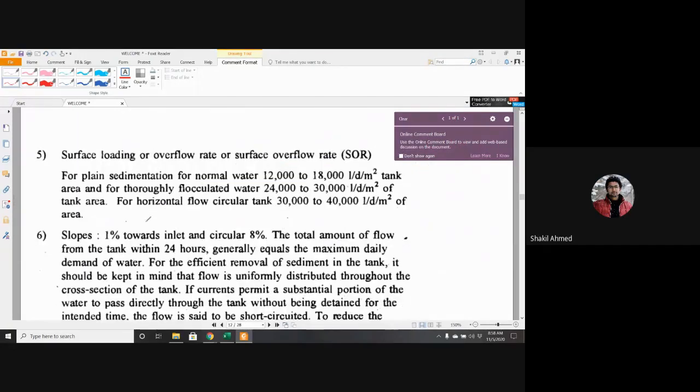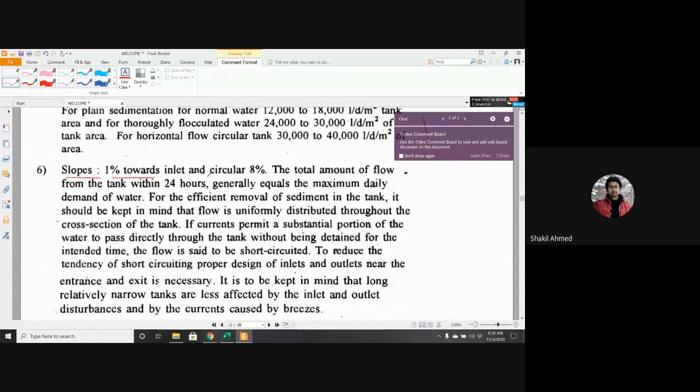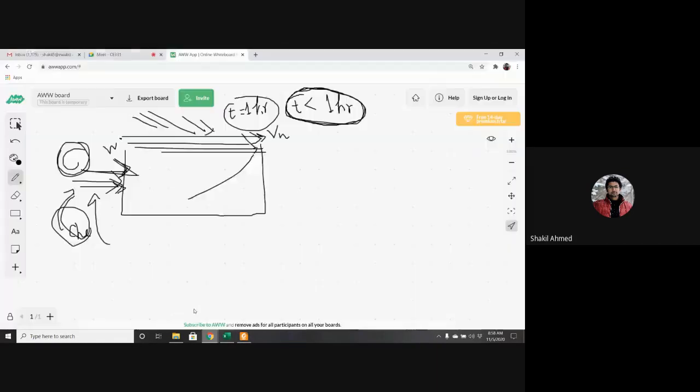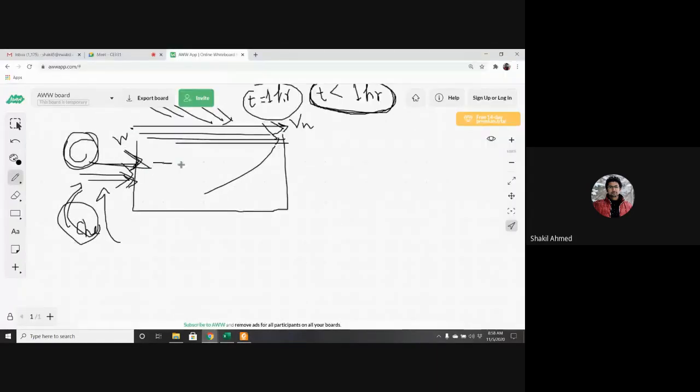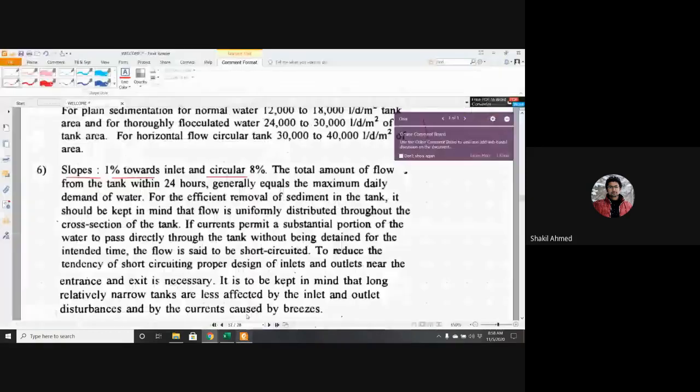Okay. Surface overloading, SOR. There are some criteria for this phase: slope 1% toward the inlet and circular 8%. Slope means, you know, you want the water to move in this direction, so you need to give some slope here. 1% towards the inlet and circular 8%.